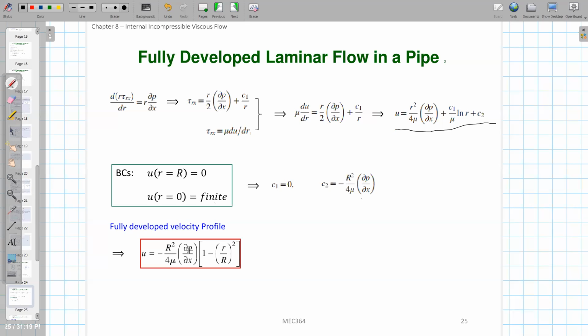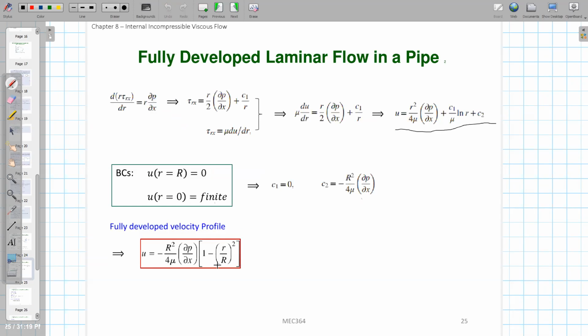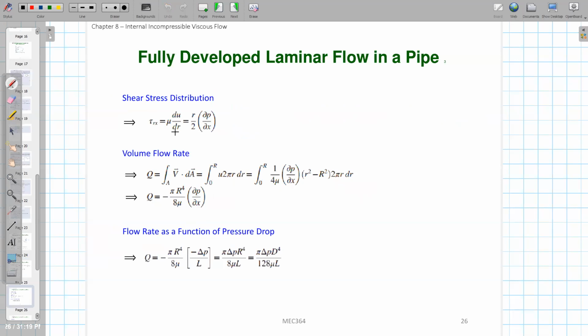So from this velocity profile, similarly to the flow between parallel plates, we can use these results to calculate the shear stress at the wall. Actually not only at the wall, everywhere. Tau rx will be mu du dr. You substitute the u result we get into here, and it tells us that the shear stress will be equal to this value, r over 2 partial p partial x.